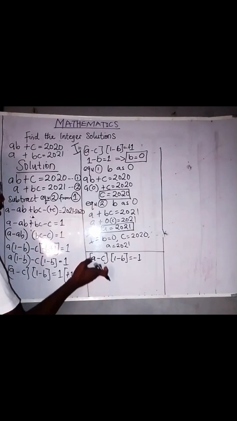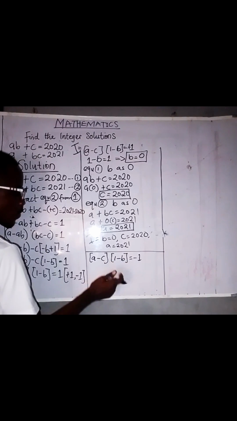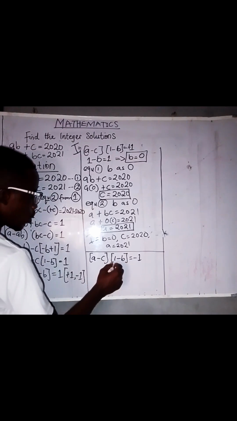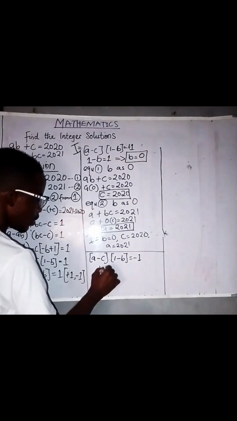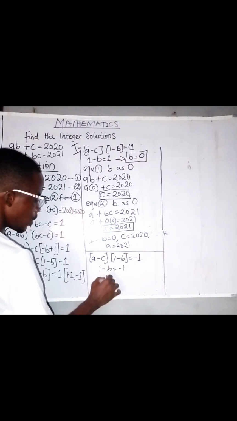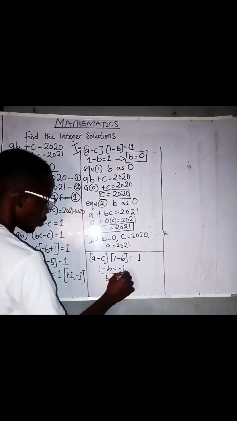So good. Now, these are two unknowns, so I'll pick the one that has just one unknown, which is b. So 1 minus b equals minus 1. So my b here is equal to, when this moves, 2. I've gotten my b as 2. First thing, I've gotten my b as 2.